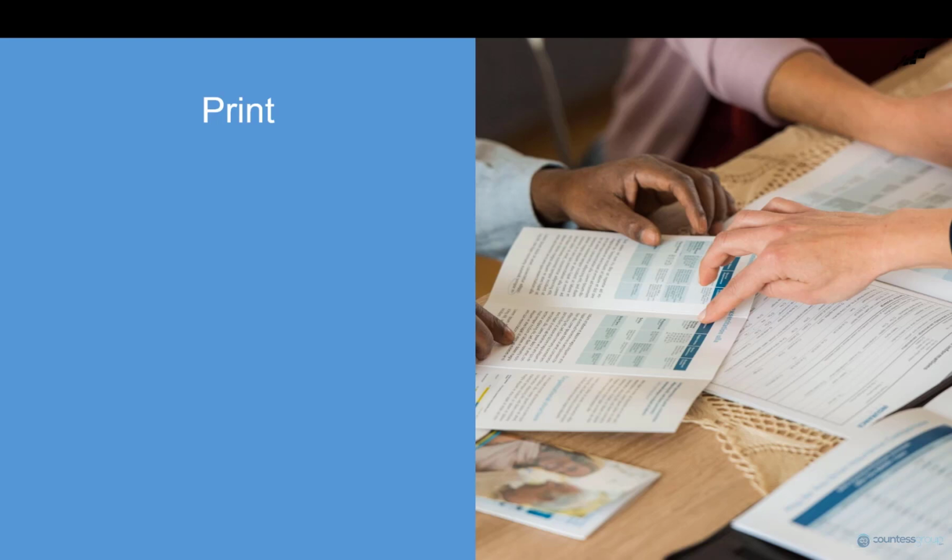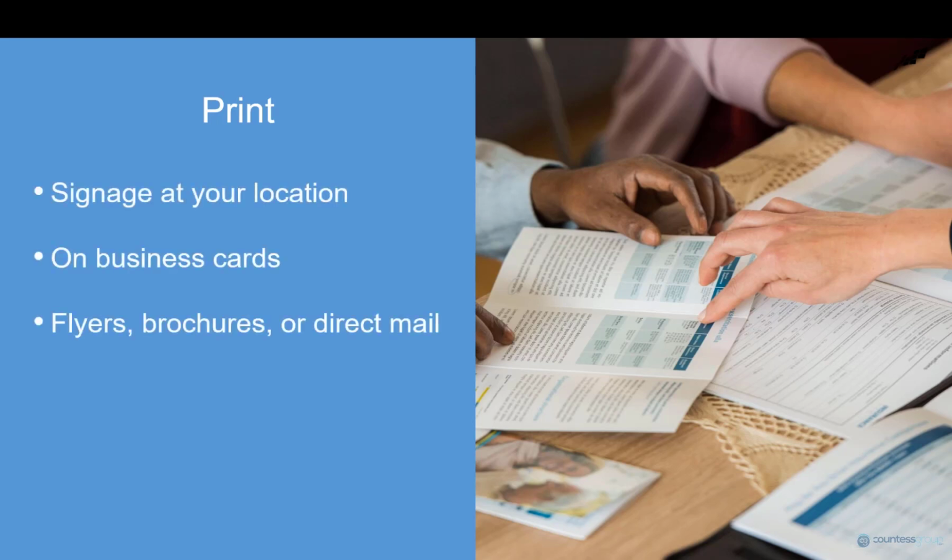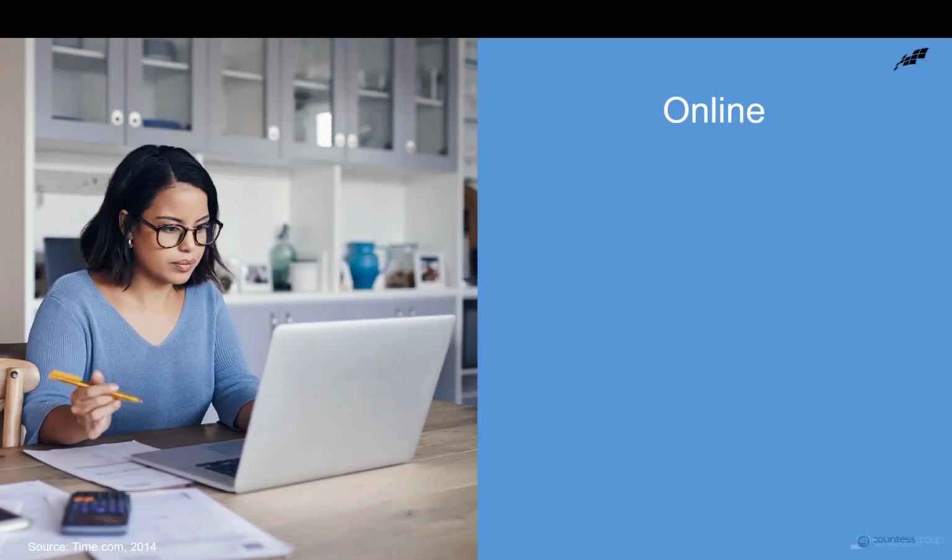Now, when it comes to print, print is pretty easy too. You can have signage at your location and encourage people to sign up. You can have ways for them to sign up, just post it on your business card, or flyers, or brochures, or direct mail. These are all some great ways for you to get people to sign up to join your list. Okay, then there are ways that you can grow your list online.